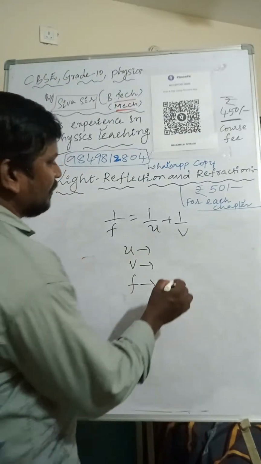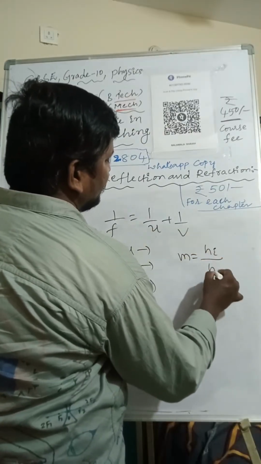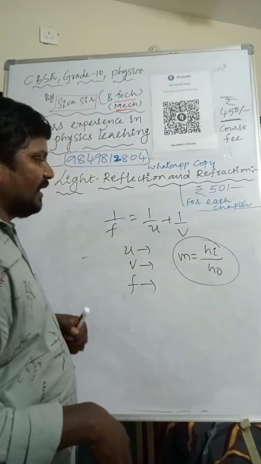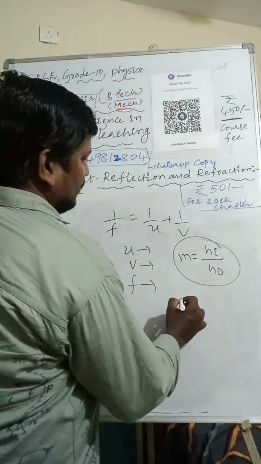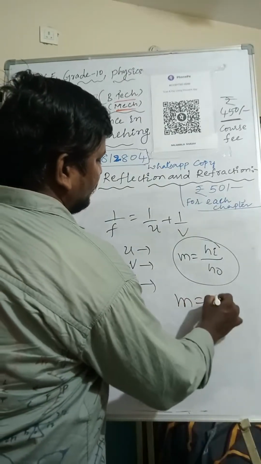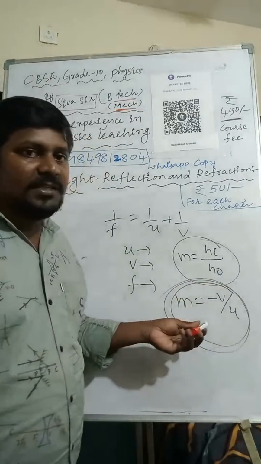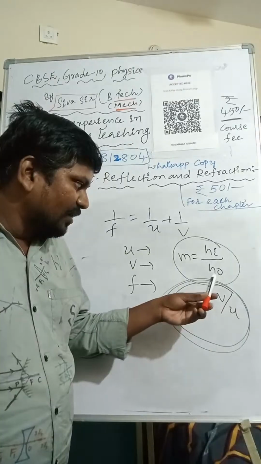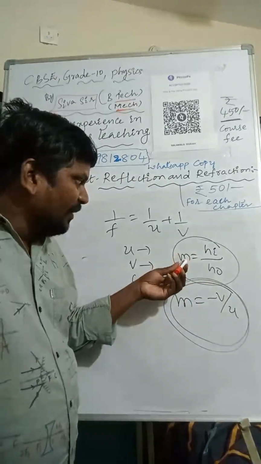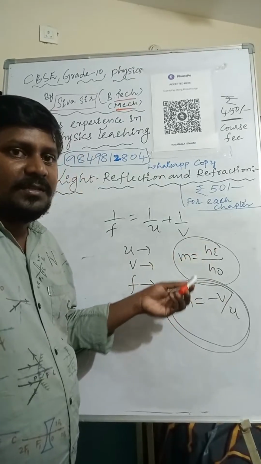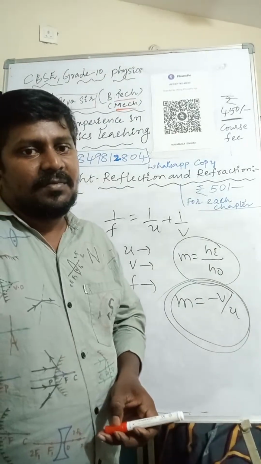Coming to the magnification, it is height of the image by height of the object. You can consider m equal to minus v by u, because it's a mirror and the magnification is negative. So m equals height of the image by height of the object. The ratio of height of the image to height of the object is called magnification.